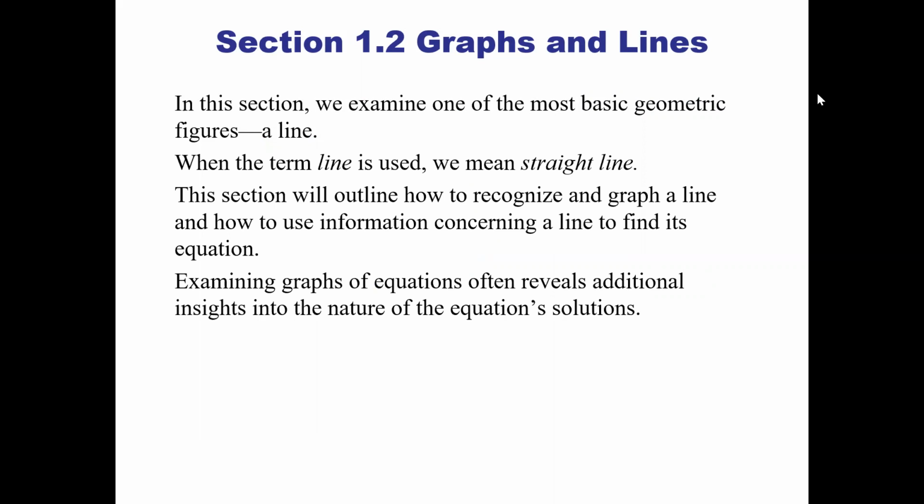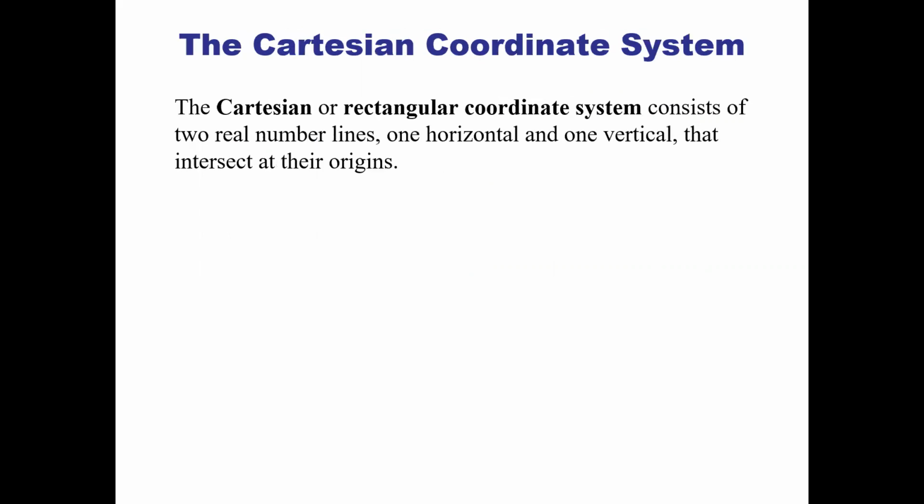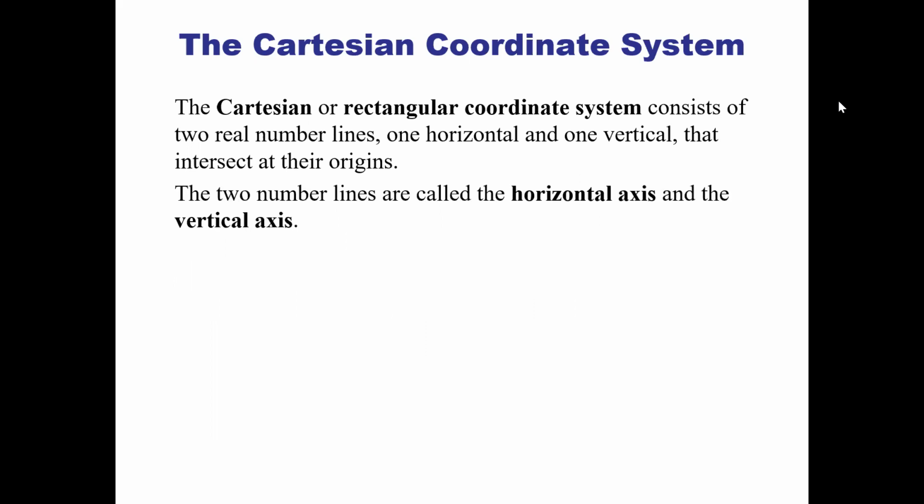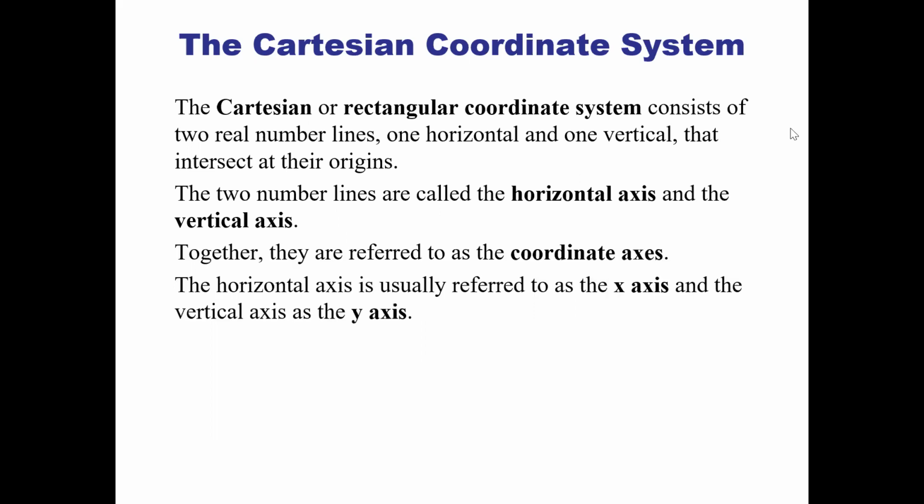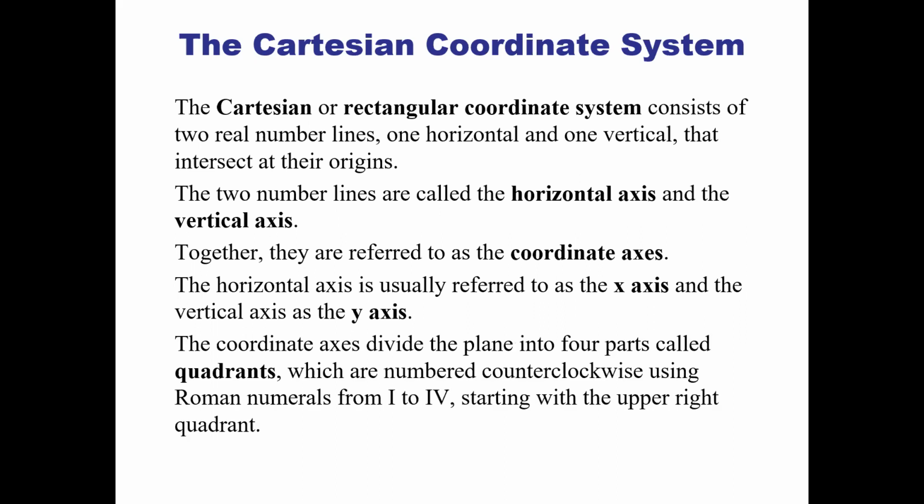Examining graphs of equations often reveals additional insights into the nature of the equation solutions. Now, the Cartesian or rectangular coordinate system consists of two real number lines, one horizontal and one vertical, that intersect at their origins. The two number lines are called the horizontal axis and the vertical axis, and together they are referred to as the coordinate axes. The horizontal axis is usually referred to as the x-axis, and the vertical axis is the y-axis.